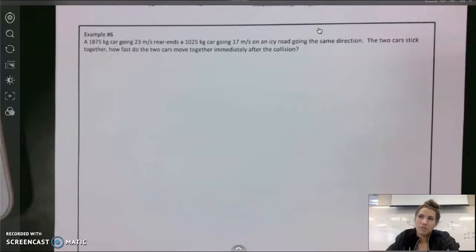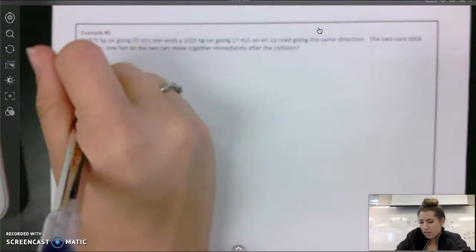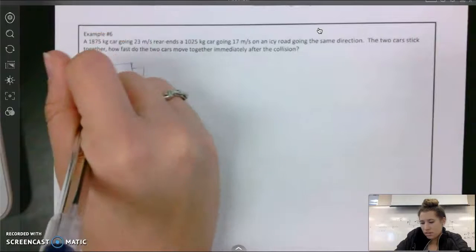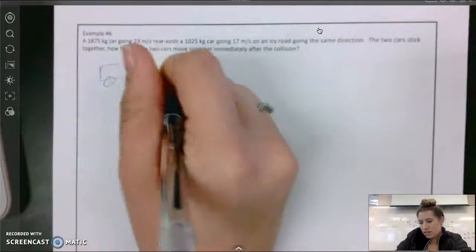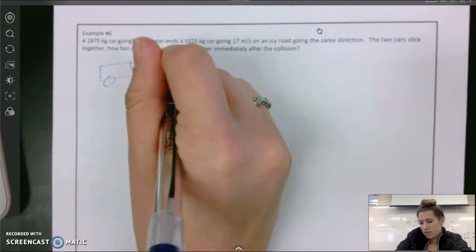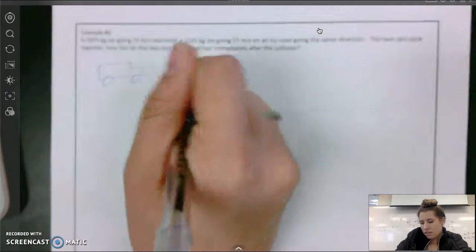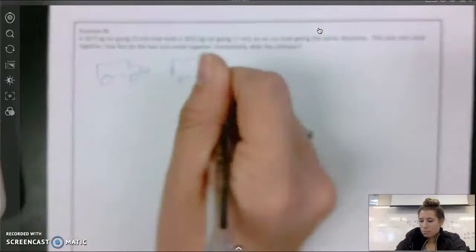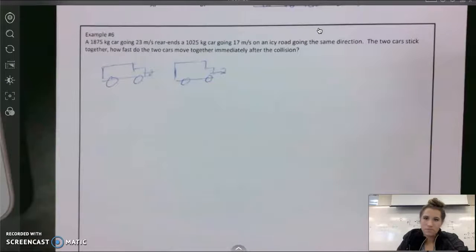Right? So rear ends makes me think that we are going the same direction. Right? That we had one vehicle slam into the other, but that the initial velocities are both in the same direction, and we can call that direction positive. Okay, so we have two vehicles.